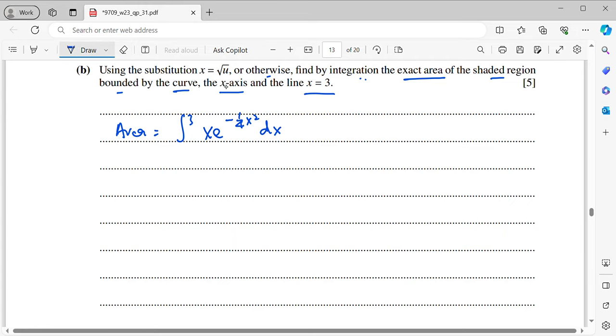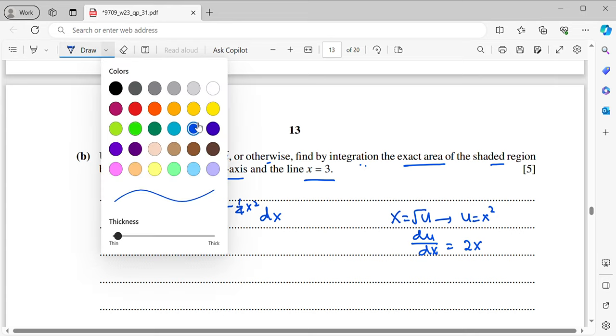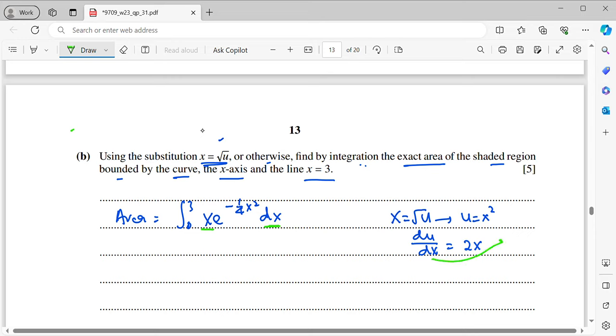Now we are given the hint: by using substitution x equals square root u or otherwise. So now I will write x equals square root u. I square both sides, so x squared is u. I will write u equals x squared, then it will be better. Because you square both sides, u equals x squared. Then du over dx is 2x. Now when you look at the question, I have x dx, which means this dx I move up and then the x combines. So du is 2x dx, so x dx is half du. Because I need x dx over here.